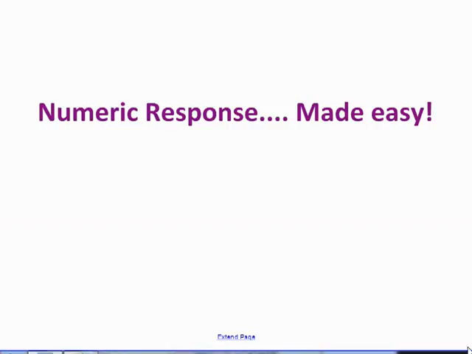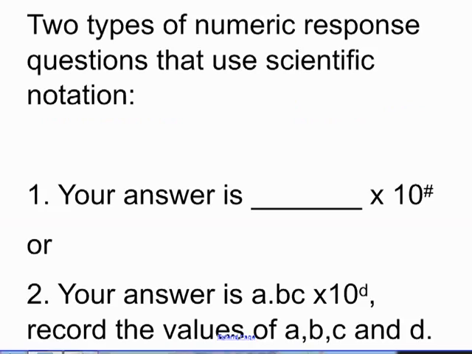For this lesson, we're going to be focusing on how to record numbers in scientific notation onto a numeric response answer sheet. There's basically two types of numeric response questions that use scientific notation. The first is the question will be phrased as your answer is blank times 10 to the power of whatever the exponent number is, or it might ask you to record your answer in the form of a point BC times 10 to the power of d. Record the values of a, b, c, and d. So for the first lesson, we're going to focus on method 1.